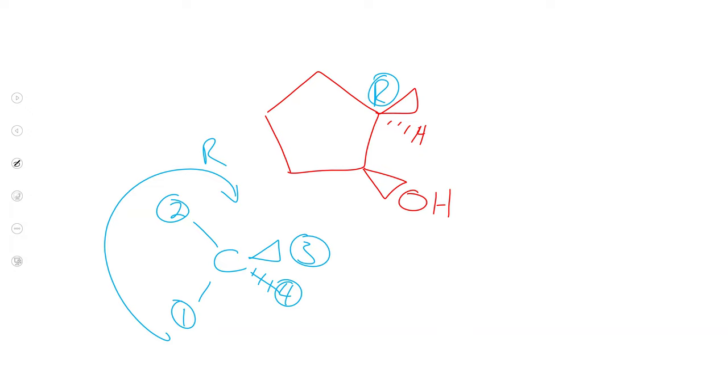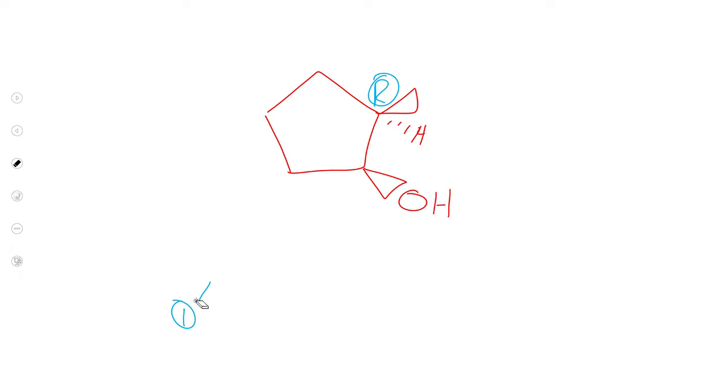We can also do the same thing. We can practice with one below as well, right? I'll switch colors for that. So what's our highest priority and our lowest priority for the bottom stereo center? Highest is oxygen, lowest is hydrogen. Right, so we've got one, got four already into the board for us. That's gonna help us a lot with not having to rotate. And then the second highest would be going around the ring to the left. Correct. Sorry, counterclockwise.